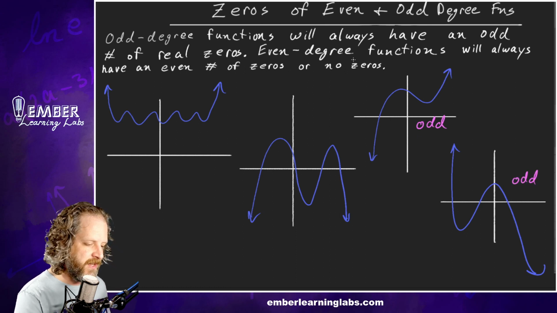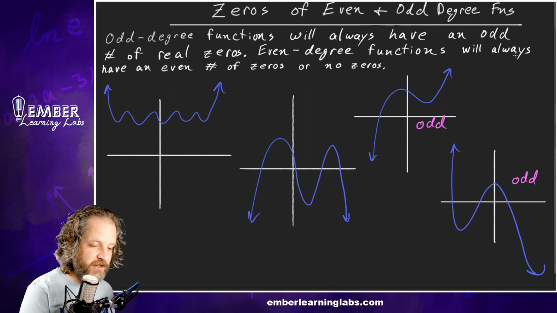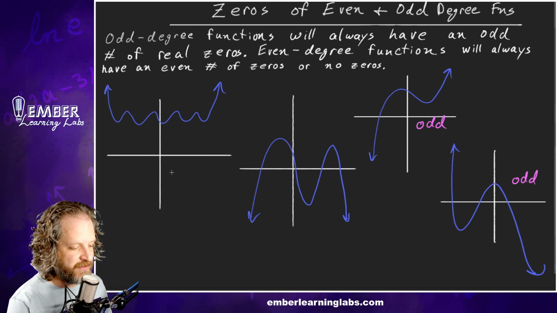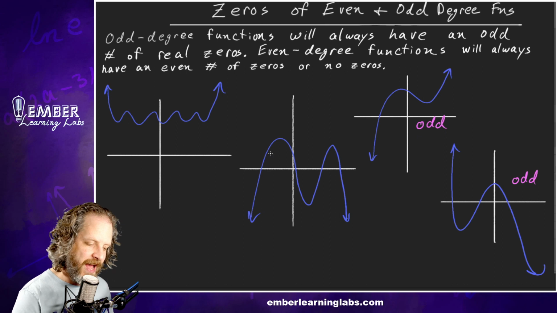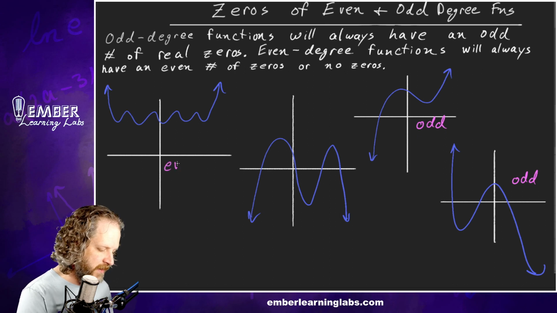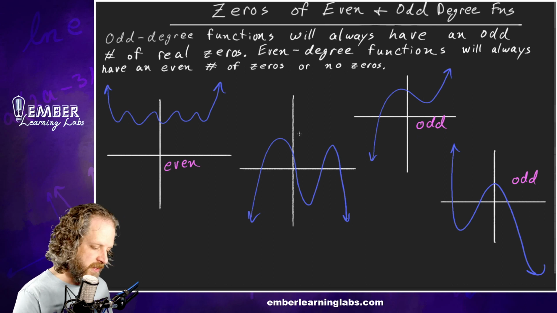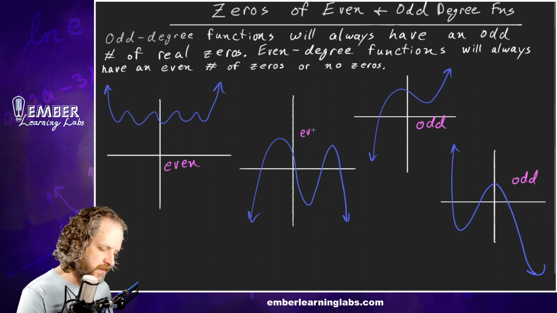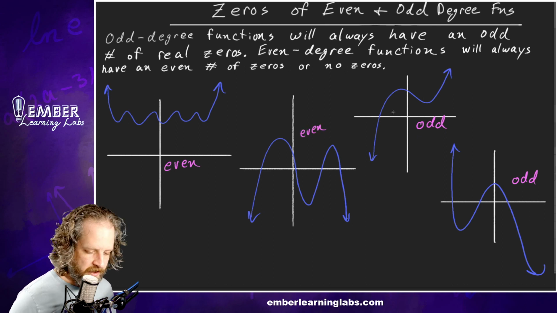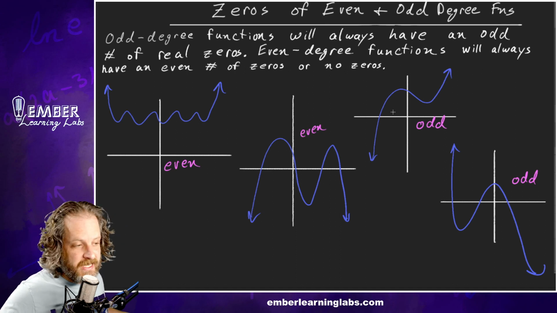Let's finish reading our sentences here. Even degree functions will always have an even number of zeros or no zeros. This one has no zeros, so it is even. This one we already counted had 4 zeros, so this one is an even degree function. And that's it for this lesson.